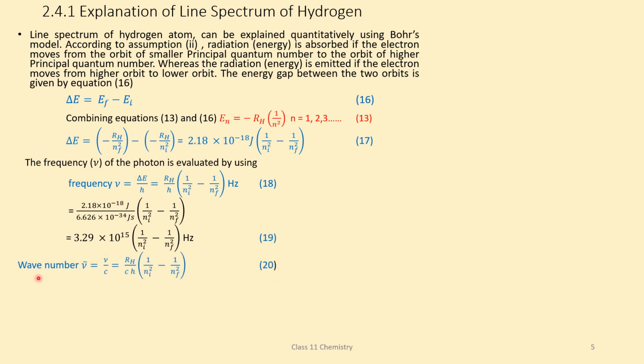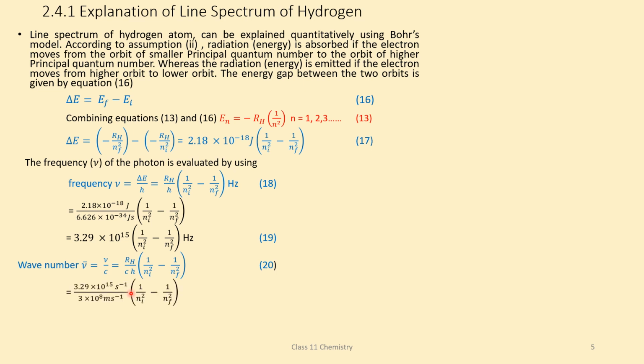Similarly, we can calculate the wave number nu bar equals nu by c, where nu is the frequency and c is the velocity of light. That is equal to the nu value you substitute from equation 19, that is R H divided by h into 1 over n i square minus 1 over n f square. So nu is from equation 18, and the value of c as it is we can put it.